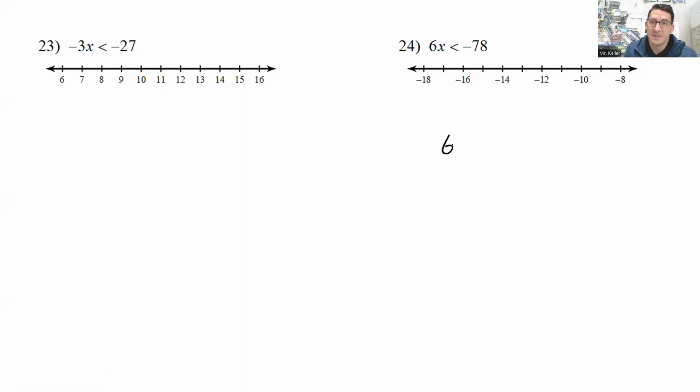So 6x less than or equal to negative 78. I divide by 6. This cancels out. So I get x, negative 78 divided by 6 is negative 13. And then here's the thing with this one. I divided by a positive. Again, we are looking at the number that we divided by. I'm dividing both sides by a positive 6.